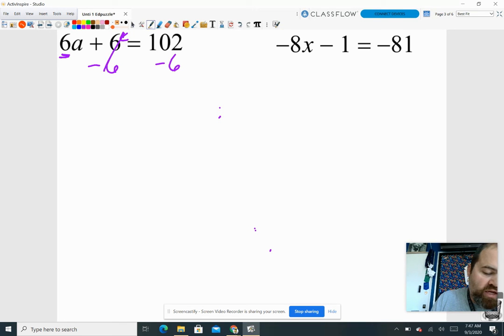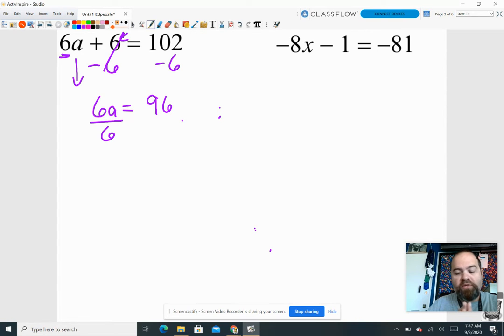So that leaves me, the 6a just drops down. And over here on the right-hand side of my equal sign, 102 minus 6 would be 96. Divide out your 6. Anytime you see the 6 and the a smushed up together like that, it's multiplication, so you have to divide. So if I divide out 6 from both of these, my a value, 96 divided by 6, is 16. You try the next one.